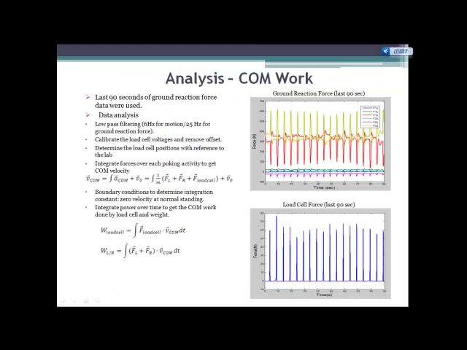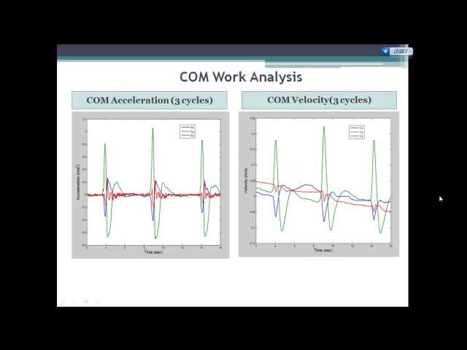Another thing we were interested in is the center of mass work rate change during perturbation. Again, we collected the last 90 seconds of data and did the same low-pass filtering. We added all force components with reference to the lab and subtracted the gravity. Integrating forces over each poking activity, we were able to get the center of mass velocity. The boundary condition would be 0 velocity during normal standing.